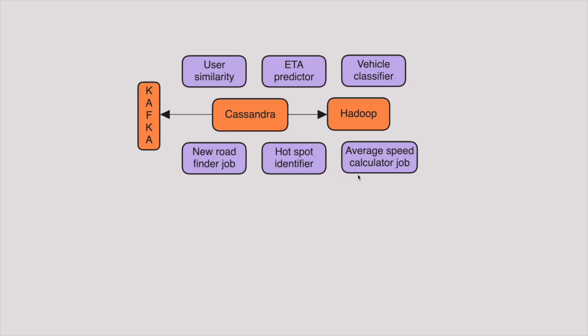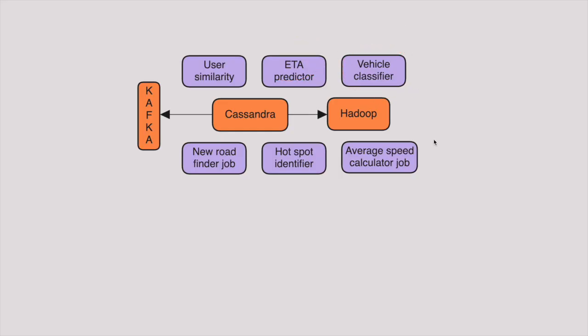And if you think about the analytics specifically, there are a bunch of different use cases. As you can see here in the diagram, the current location goes through Kafka, and then based on different Spark perhaps or streaming and batch jobs, we would be able to find new roads. We would be able to determine different hotspots or traffic jams on the road, and then update our live traffic service. At the same time, things like ETA prediction, user similarity, vehicle classification, a lot of other stuff we can compute out of it.